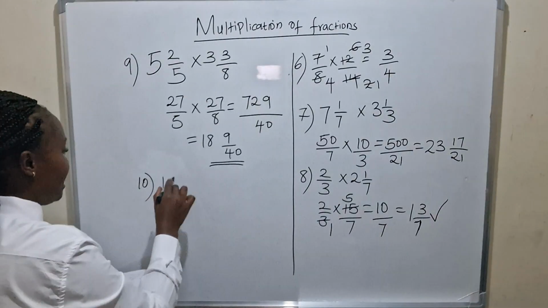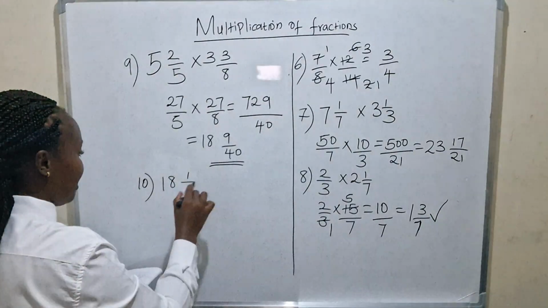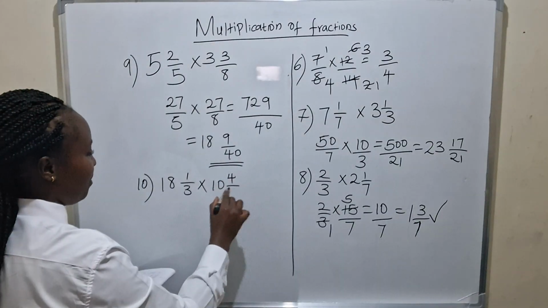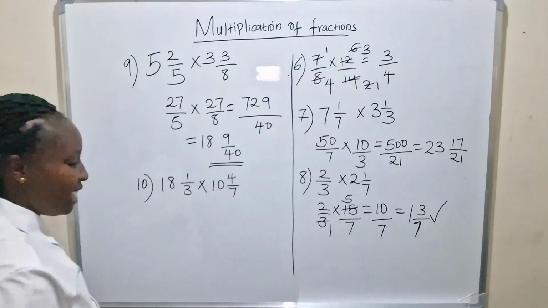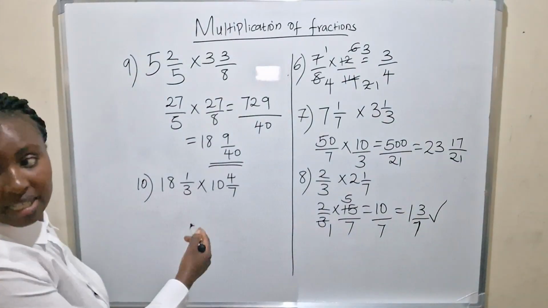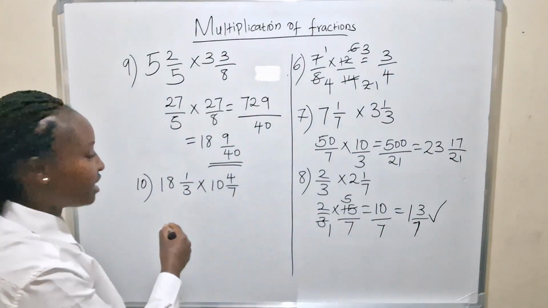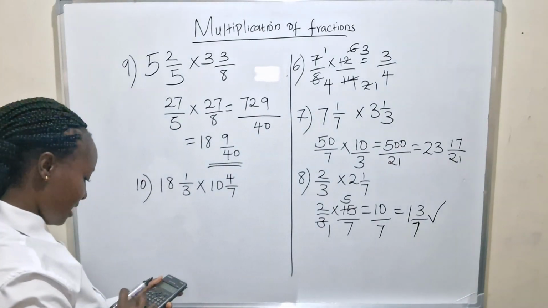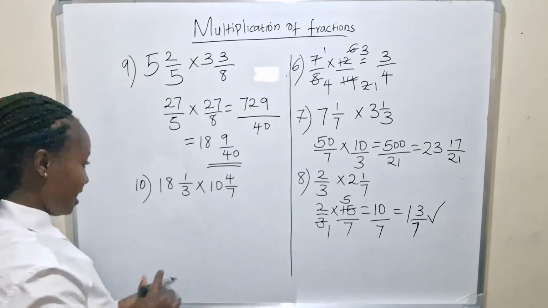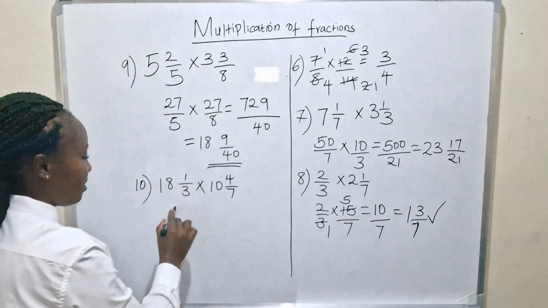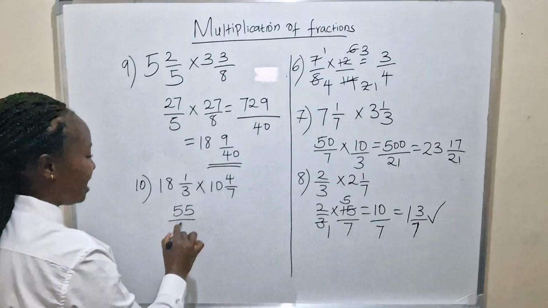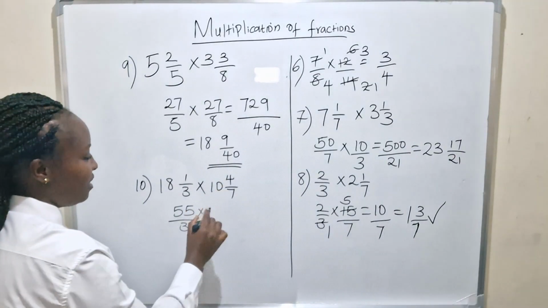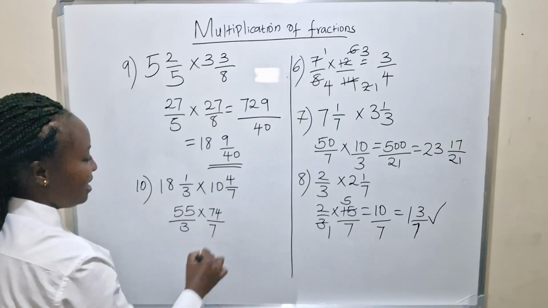We have 18 whole, 1 over 3, and then you multiply by 10 whole and 4 over 7. Again, put it in improper fraction. Okay? So 18 times 3, that is 54 plus 1. We have 55 over 3. You multiply by 10 times 7, that is 70 plus 4, 74 over 7.